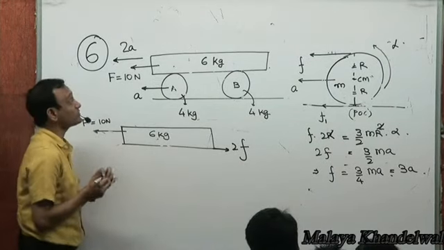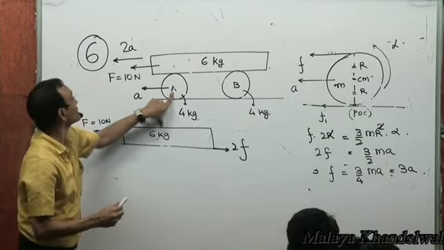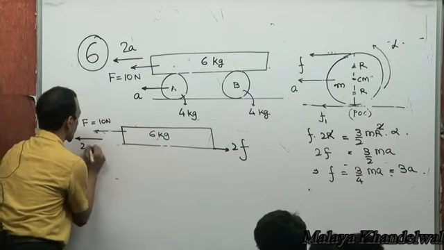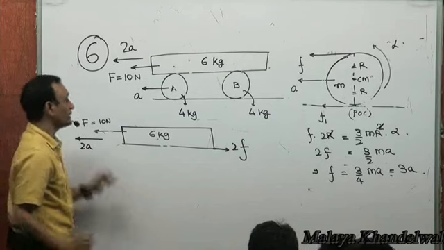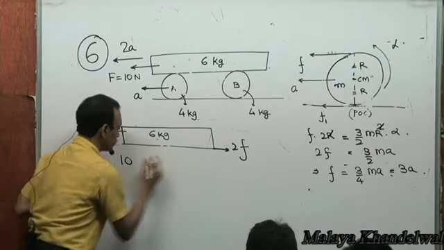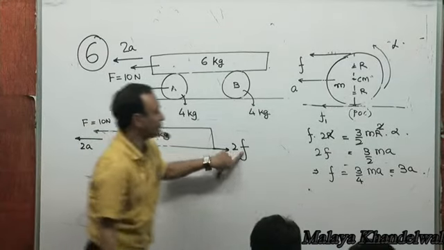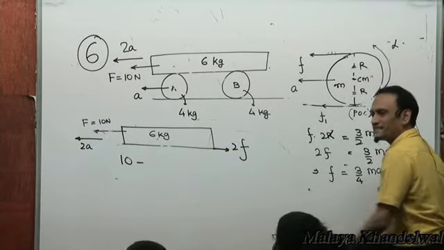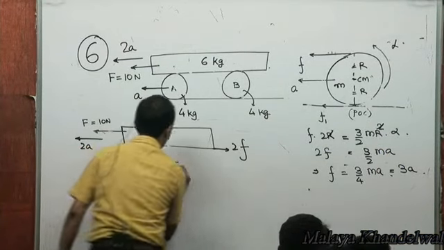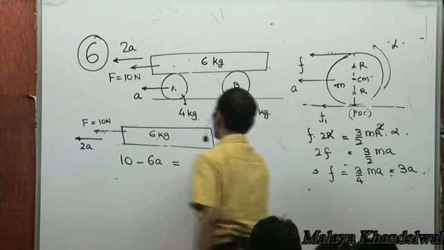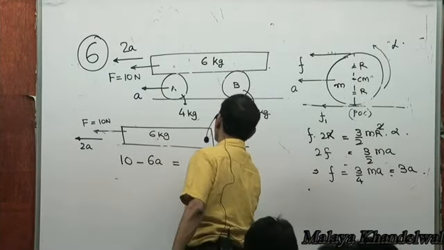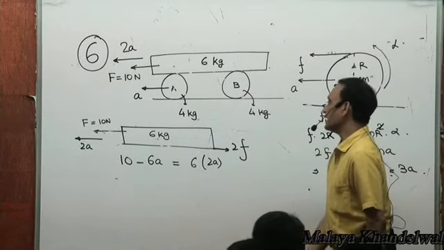And what is the net effect of this? If A is the acceleration of this, then 2A will be the acceleration of the carriage. We then have F, which is 10, minus 2F. 2F would be 6A. 6A must be the mass of the carriage, which is 6, into the acceleration of the carriage, which is 2A. Yes or no? That's the equation of motion applied to the carriage.